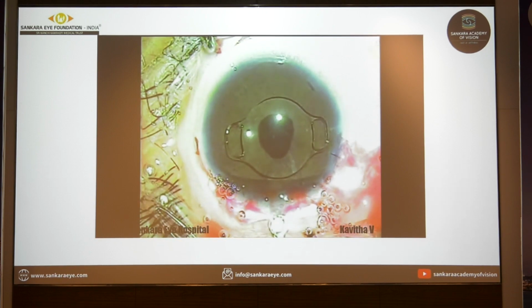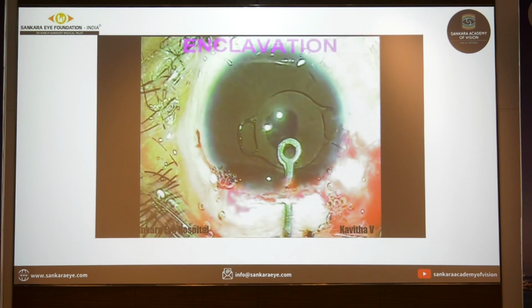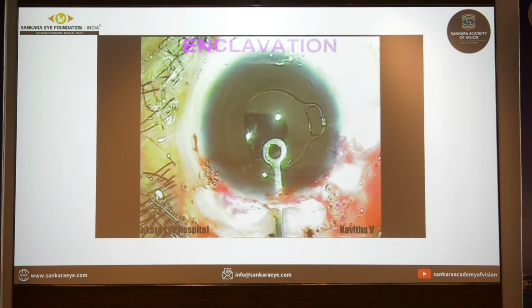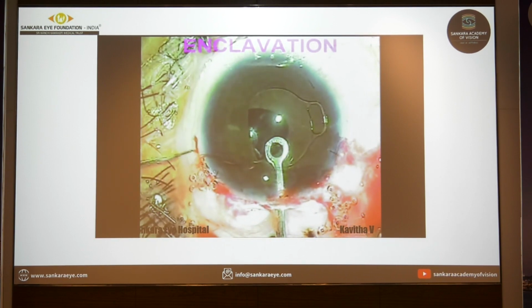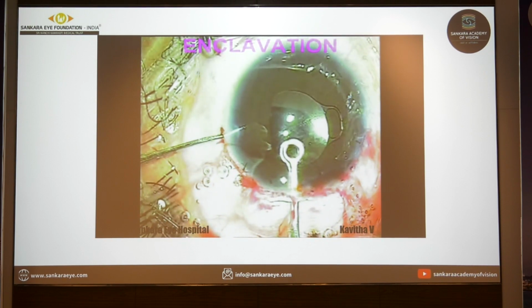The other thing is, initially I used to do it as a primary procedure, but later I realized that because you would have done a vitrectomy and the eye would be soft, I prefer to do it as a secondary procedure. So I get a good round pupil post-operatively.